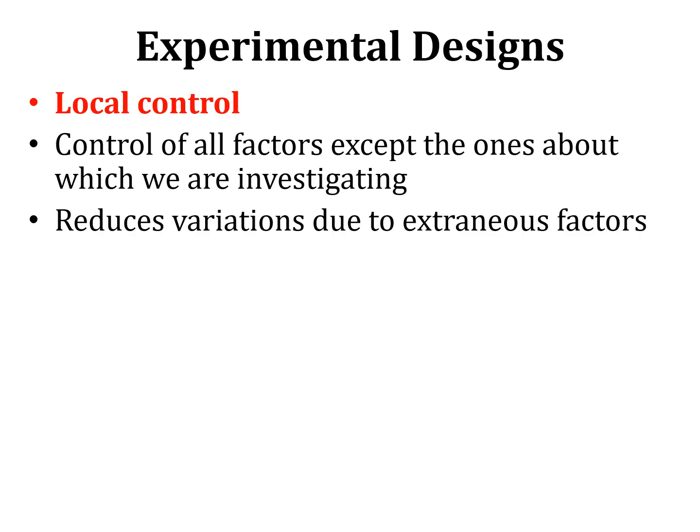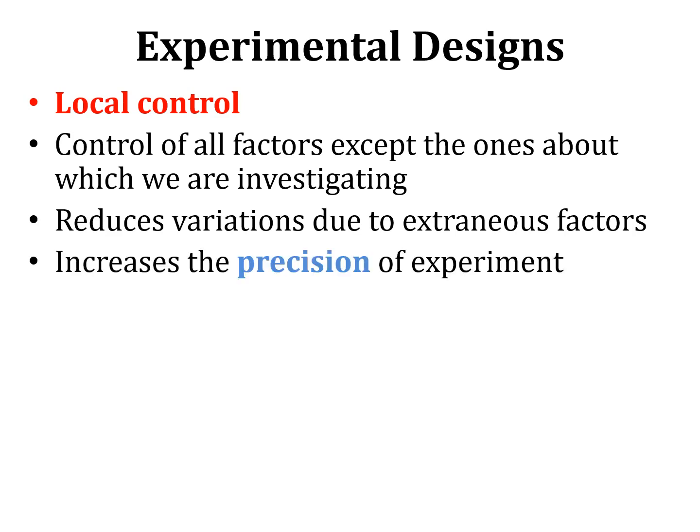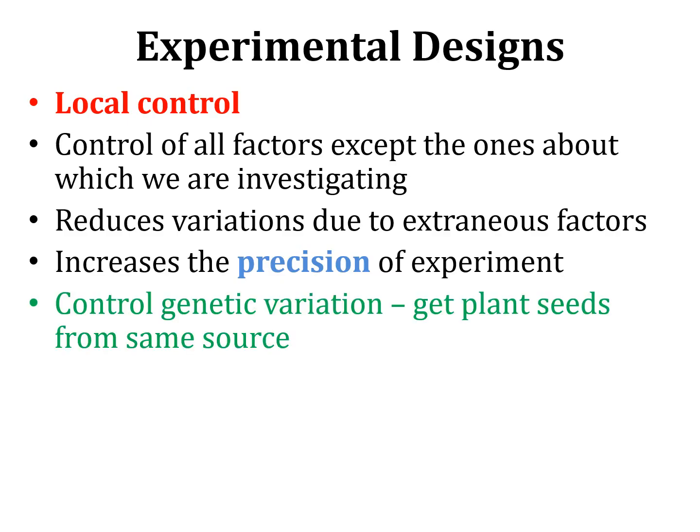So the purpose of local control is to reduce variations due to extraneous factors. The advantage of local control is that it reduces the variations due to extraneous factors that cause the experimental error. So we are going to have a small amount of experimental error, and this increases the precision of the experiment, because you have less variation because of the experimental error, and more variation because of the factor of your interest, which are your treatments.